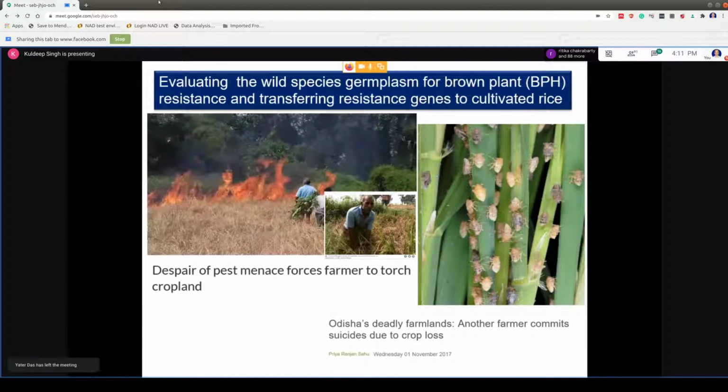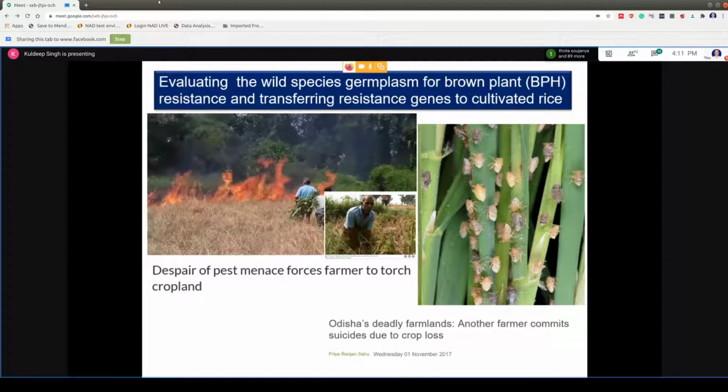That was one example, and we used that one. However, things started changing. For example, until 2007, brown plant hopper was not a problem in Punjab. In 2007, we saw the first epidemic-like situation of brown plant hopper.